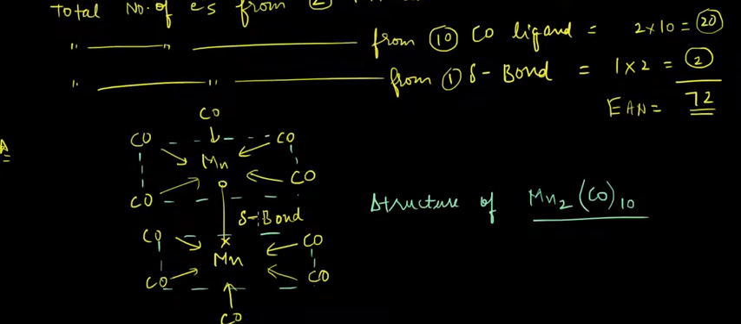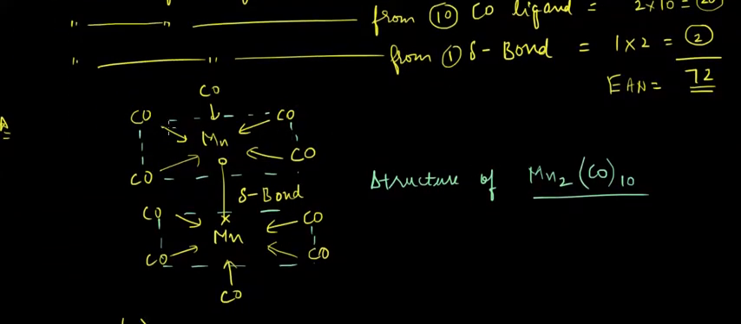If you look at the structure, it is something like this. We have this geometry. In the equatorial plane of each of the Mn atoms we have 4 CO attached, and in the axial position we have a delta bond and the CO attached to each of the Mn atoms. So this is the structure of Mn2(CO)10.